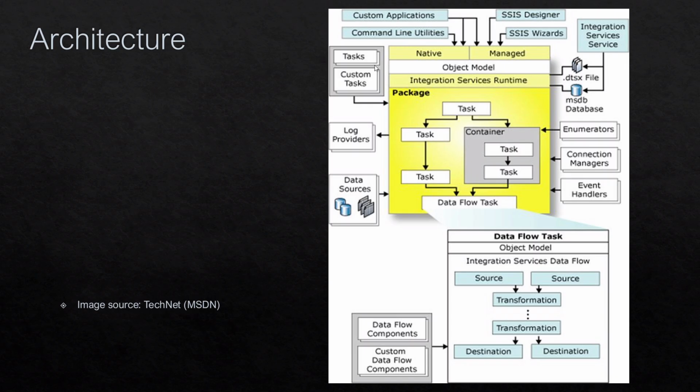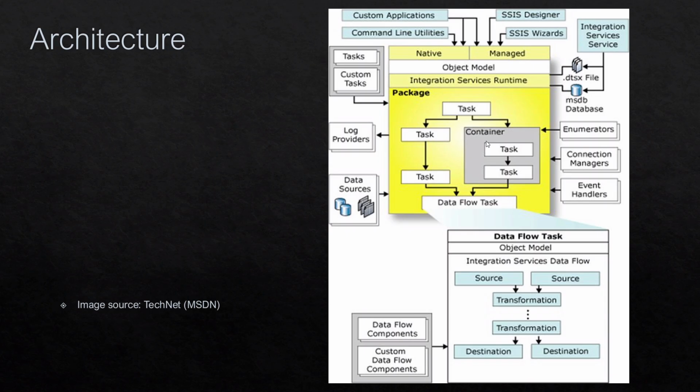Then we can see task and custom task below the command line utilities. Custom task: sometimes the built-in tasks are not enough for complex business logic. So custom tasks we can write, usually using .NET languages like C# or VB.NET, to extend the SSIS functionality beyond what is available by default.